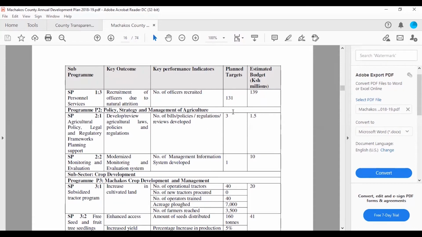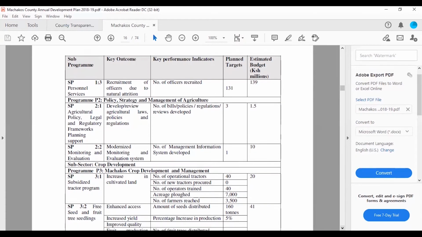And they said that they're planning on having 3 of them, like 3 bills or policies reviews developed. And the amount they had proposed is 1.5 million, okay, for that financial year.